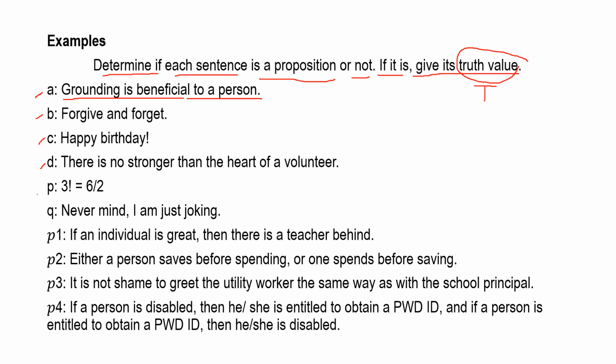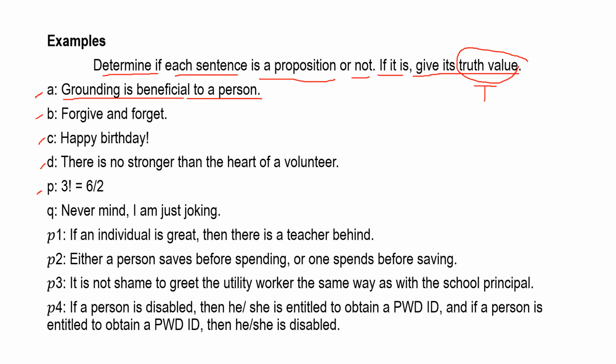Then next, for letter P, the fifth statement here: 3 factorial is equal to 6 over 2. Is it a proposition or not? That is the question. So, translated to a verbal statement, this mathematical sentence says 3 factorial is equal to 6 divided by 2. So that's how we convert or translate this into a verbal statement. It is a declarative sentence. Yes, it is. So it is a proposition.